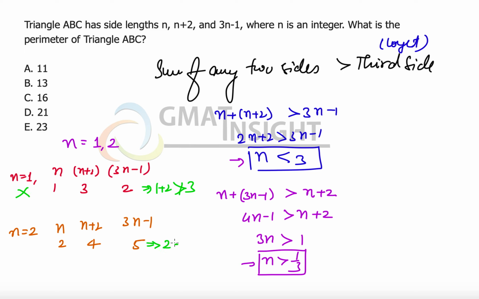While in this case 2 plus 4 is greater than 5, that means this is an acceptable case, and that gives us the perimeter of the triangle will be equal to 2 plus 4 plus 5, that is equal to 11, and therefore the answer to the question becomes option A.